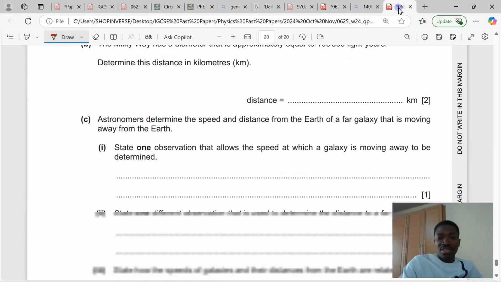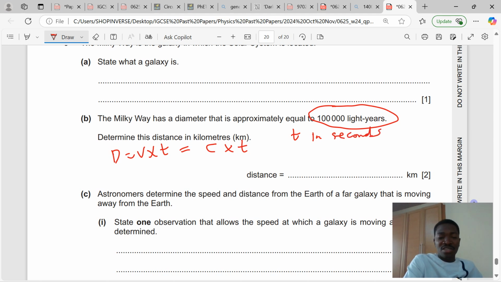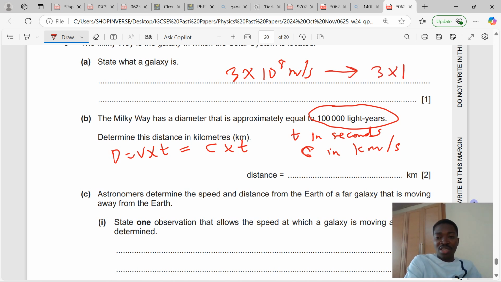You know very well that distance equals velocity times time. This velocity will be the speed of light, multiplied by time. The time is 100,000 light years. Time must be expressed in seconds, and speed must be expressed in kilometers per second, so that our distance can be given in kilometers. The speed of light is 3 times 10 to the power 8 meters per second. In kilometers per second, it becomes 3 times 10 to the power 5 kilometers per second.